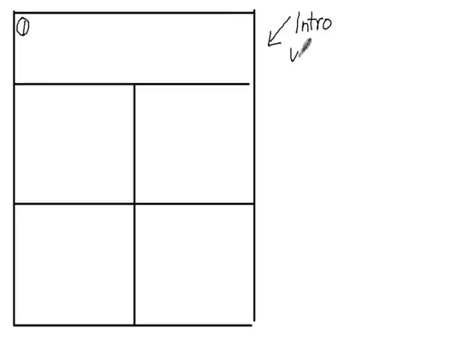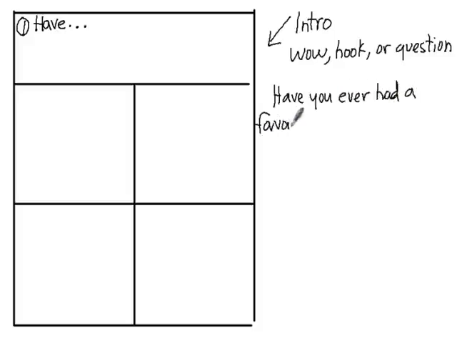Here's the formula. First, they have to put an arrow in each block, which means you have to indent. The first block is the intro, which is normally a wow, hook, or question sentence. I make them start it with "have," and they have to repeat the topic. So, "Have you ever had a favorite restaurant?"